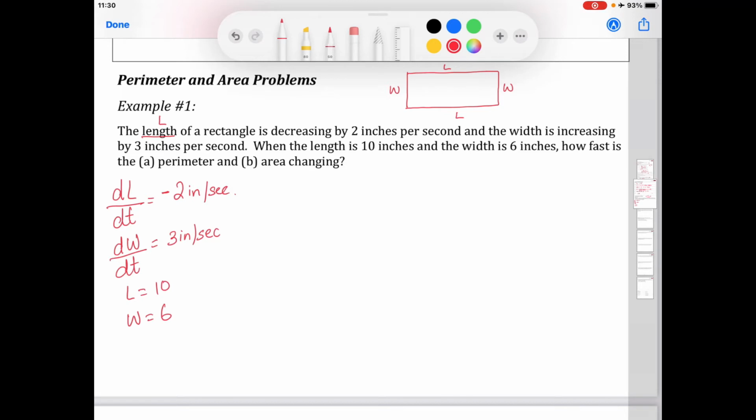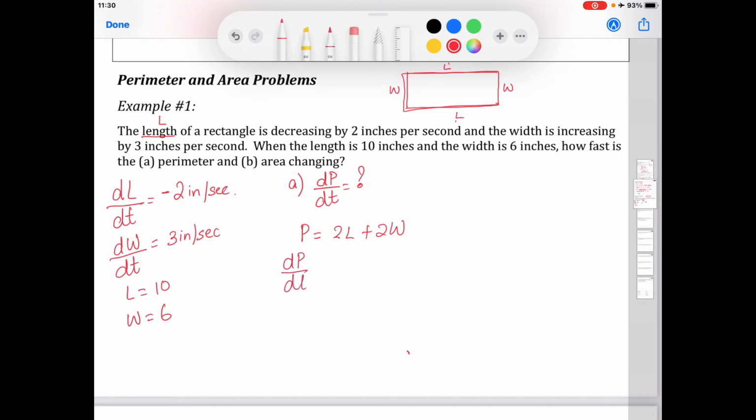So we are looking for part A. We're looking for the perimeter. So we're basically looking for how it's changing, dP over dt. That's my question mark. So what is the formula for perimeter? The perimeter means the outside length, right? We're just adding up. So 2L plus 2W. Now what do we do? We take the derivative on both sides with respect to what? Time. So your implicit differentiation would come in handy.